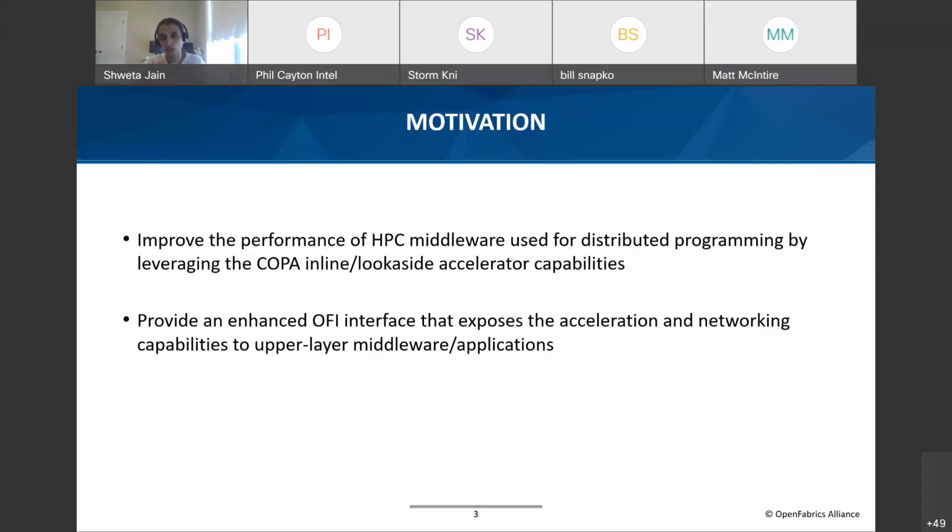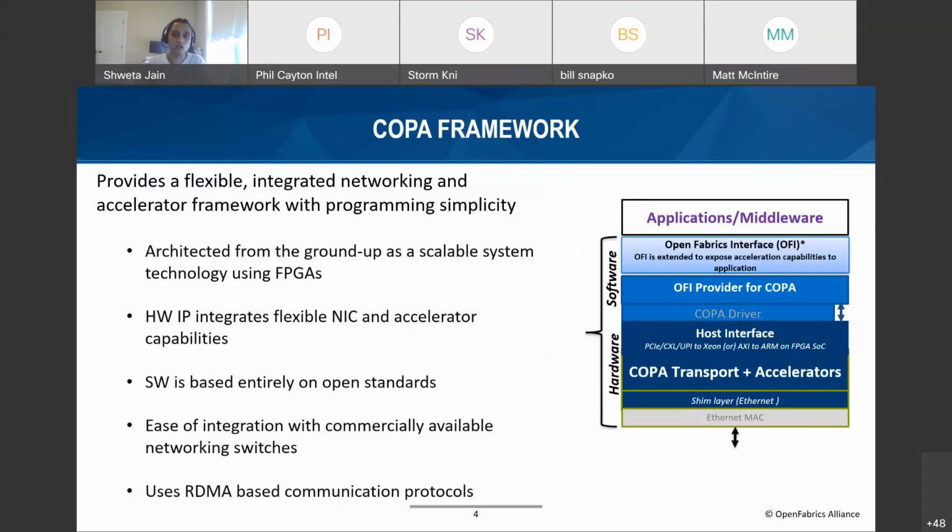What we want to do as part of this work is leverage the highly customizable and high performant COPA framework that I'll be discussing shortly to design custom accelerator blocks for these constructs, and then expose this enhanced implementation to the OFI upper layer application. So that's the big picture that we are trying to address. So what is COPA?